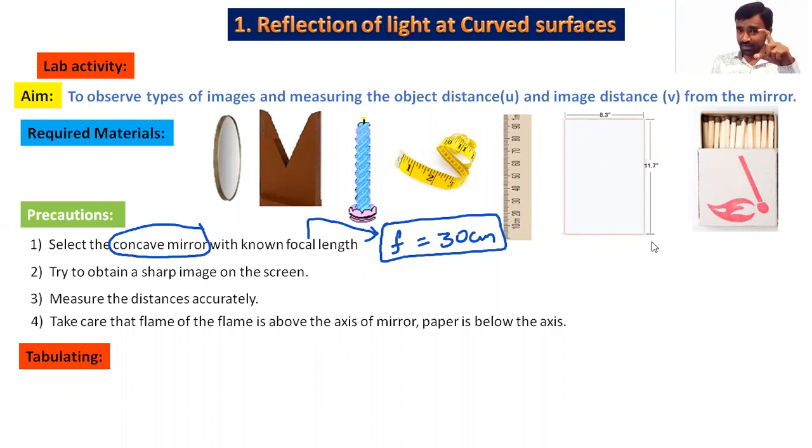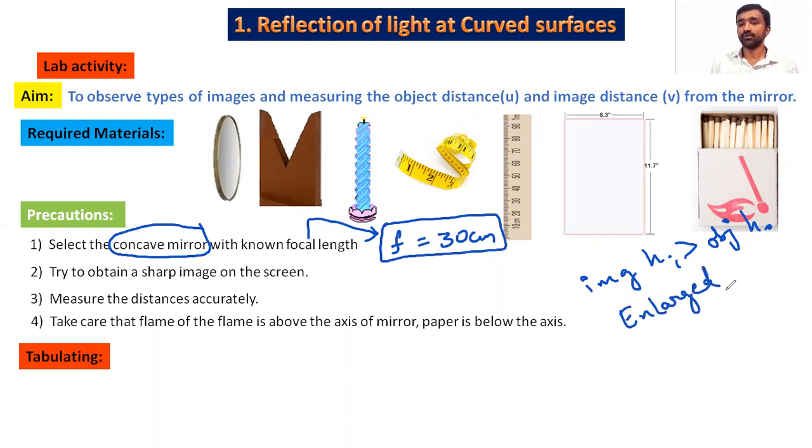After that, we estimate the size of the image by comparing it with the object, right? If the size of the image is more than the size of the object, the image is called enlarged. Here the image height is greater than the object height, so we call it enlarged or magnified. Always the image is compared with the object. Is it taller or shorter? Taller means enlarged, shorter means diminished. These are the terms I am using.